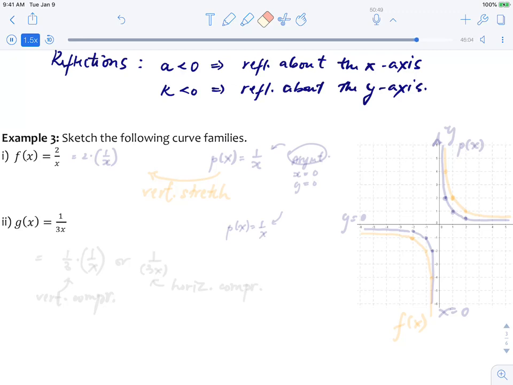Okay, so we're going to write, the first one I'll help you with. So we have 2 times 1 over x, right? I can look at it that way. And I know that 1 over x, so the parent, because I'm using f of x, I'm going to say parent is 1 over x. I'm going to automatically write down my asymptotes because for the rational function, not restrictions, but asymptotes. The horizontal and the vertical.